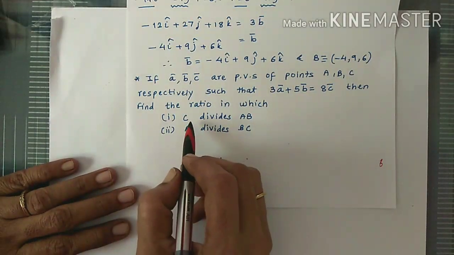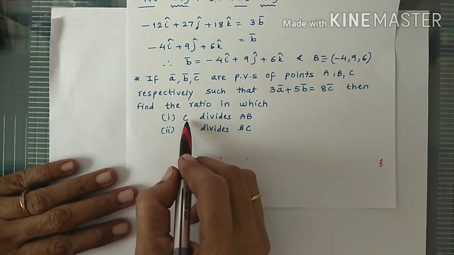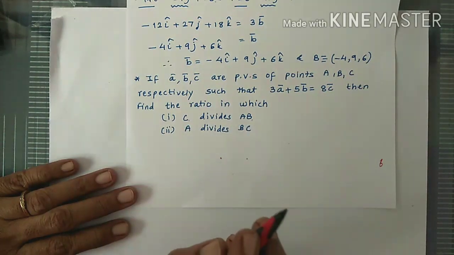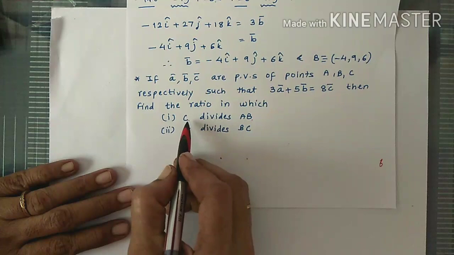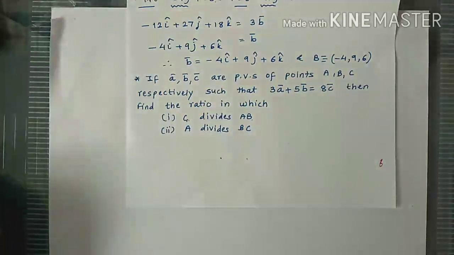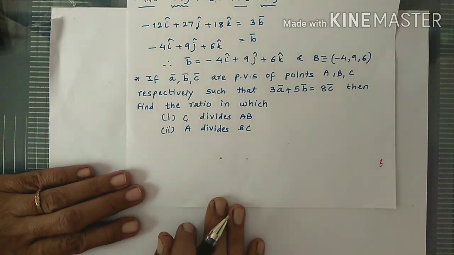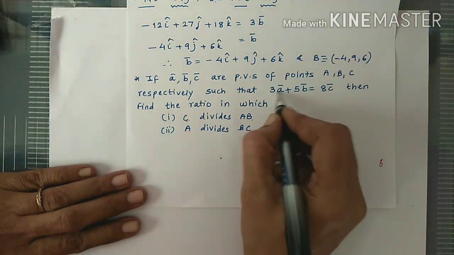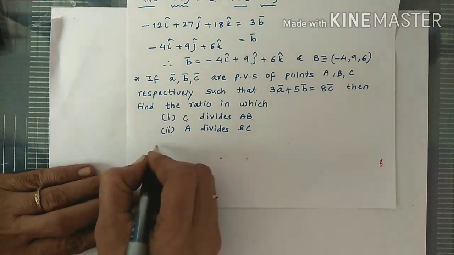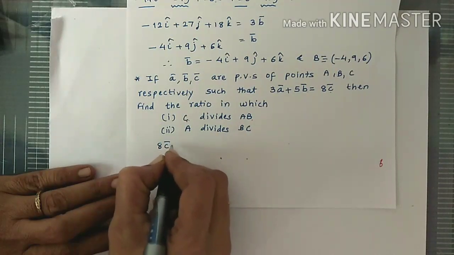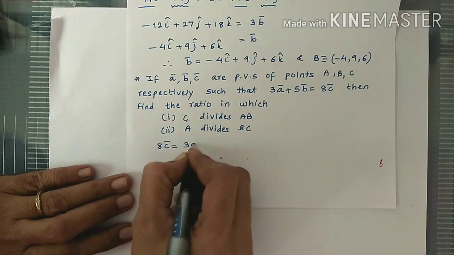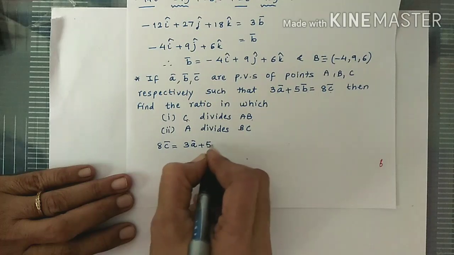So here, first of all, we have to find the ratio in which C divides AB. The point of division is C, so we have to write c bar on one side and the remaining two vectors, a bar and b bar, on the other side. The given equation is like that only. So we have 8c bar is equal to 3a bar plus 5b bar.